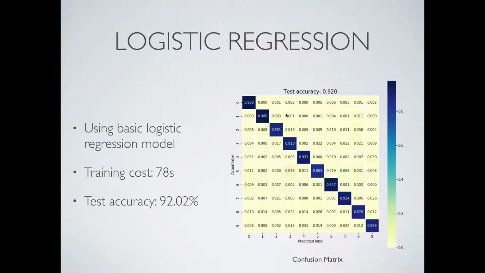The first model I use is logistic regression. I use the basic one, and it took 78 seconds to train, and the accuracy only comes up to 92%. Here's the confusion matrix. You can see some numbers are misclassified. The actual label is 5, and the machine will classify it as a 6 or an 8. For number 8, the misclassified cases will be number 2, number 3, and number 5.